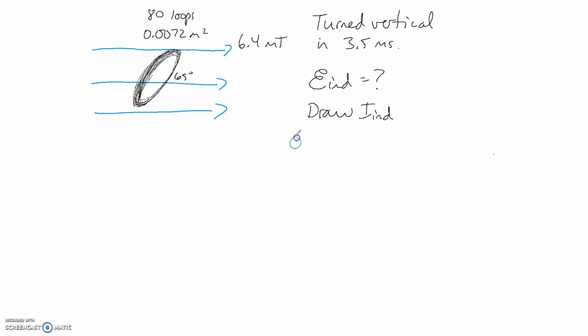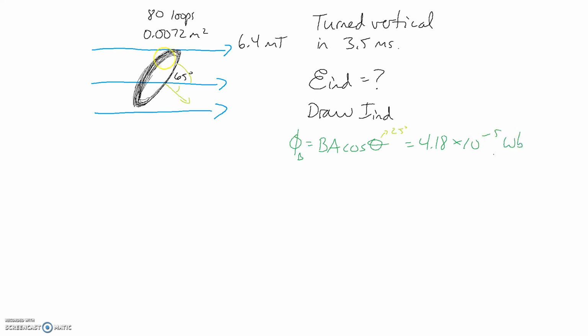So I'm going to start by just finding out what the flux is to start with, when of course flux is BA cos theta. Well, I've got the magnetic field of 6.4 milliteslas, I've got the area of 0.0072 meters squared, but of course I also need to use the angle. Now of course the angle I want to use is not the 65 degrees between the coil and the field. The angle I want to use is the 25 between the field and the normal to the actual area. So that angle right there I want to use is going to be the 25 degrees. So if I do that and do my calculation, I can find out that the flux through my coil is about 4.18 times 10 to the negative 5 Webers.